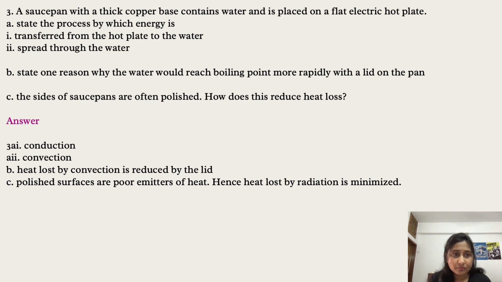And the last question is that the sides of saucepans are often polished. As you can see, some shiny saucepans are often in our kitchen. How does this reduce heat loss? Polished surfaces are very poor emitters of heat, and hence heat loss by radiation is minimized.